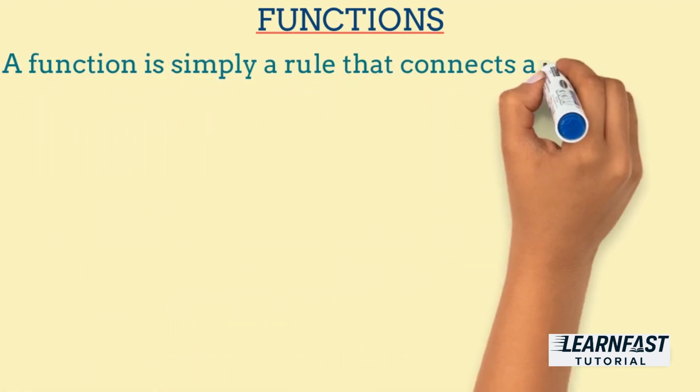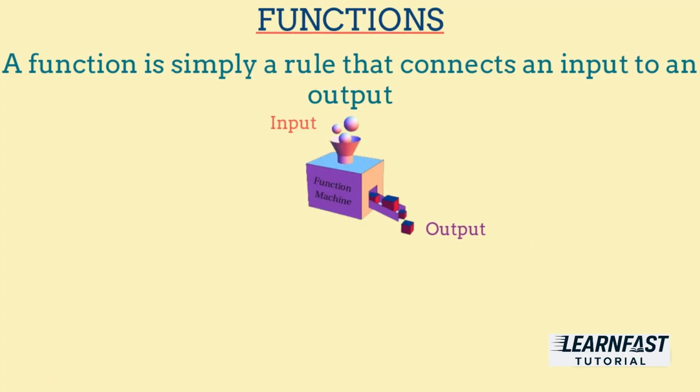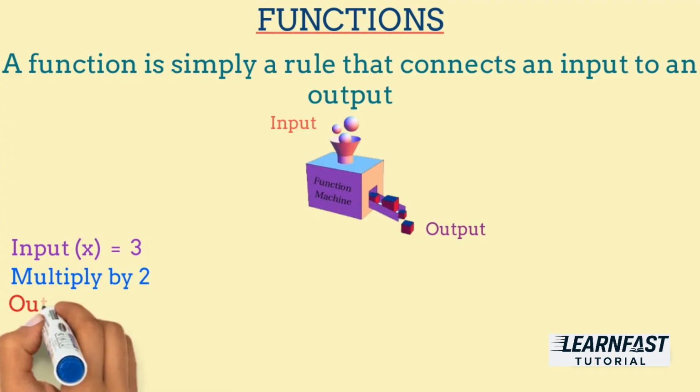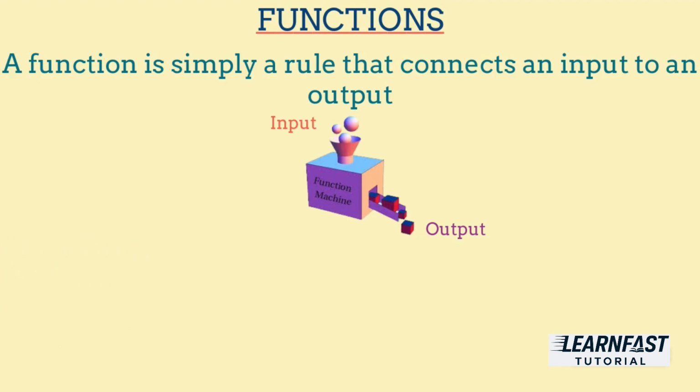A function is simply a rule that connects an input to an output. Think of it like a machine. For every input into this machine, the machine works on it and gives back a corresponding output. For example, if the input, x, is equal to 3, and the machine rule is to multiply every input by 2, the corresponding output will be equal to 6. So the machine takes 3, applies the rule, and gives 6.